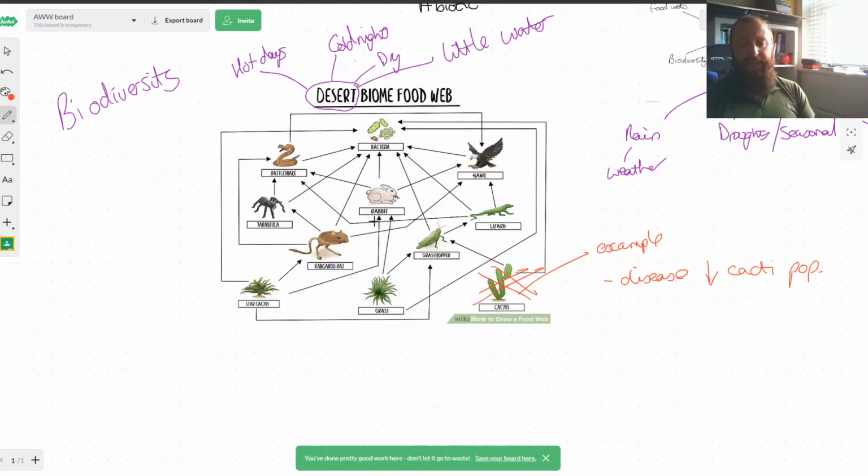Likewise, if we were then to say, actually, because there's no cacti, there's going to be more grasshopper feeding on the grass. So the population of the grass is going to go down, which means there's potentially less food for the rabbits. So the rabbit population is going to decrease. If there's less rabbits, then there's going to be less food for the hawks. So the hawk population could decrease, which might mean the lizards aren't being hunted as much. So the lizard population could go up.